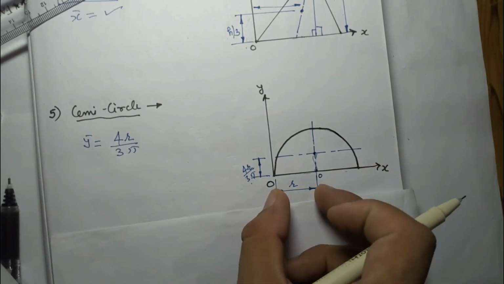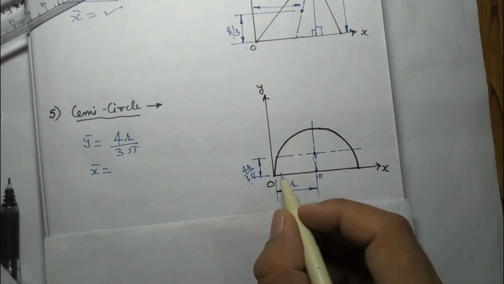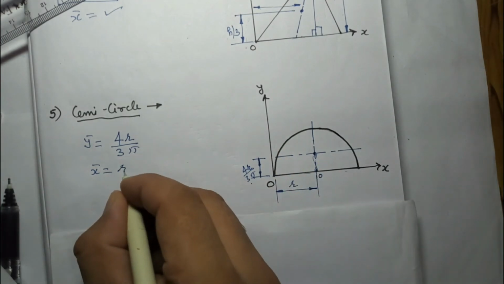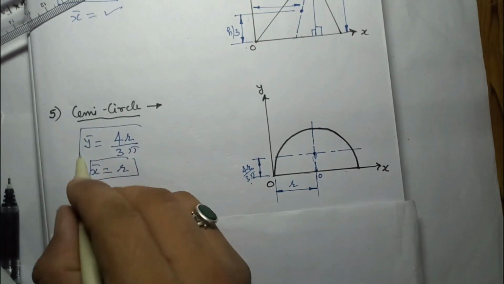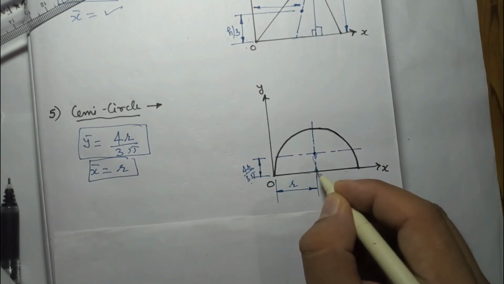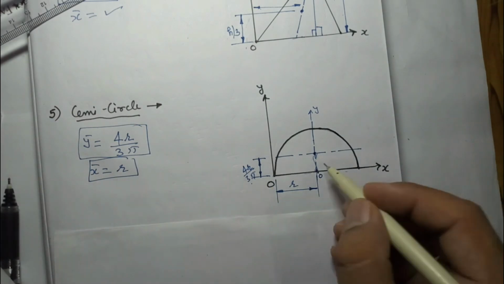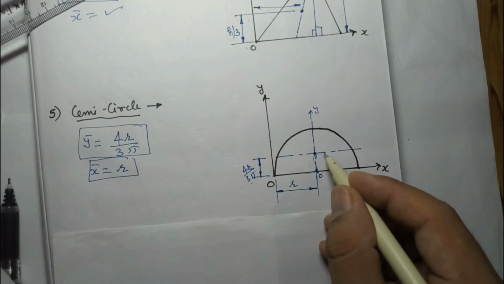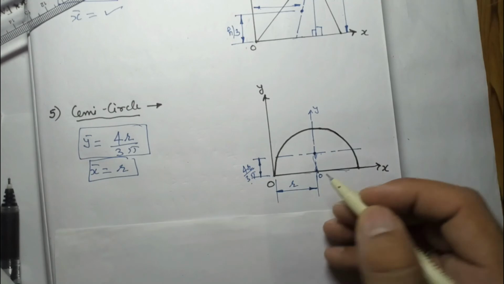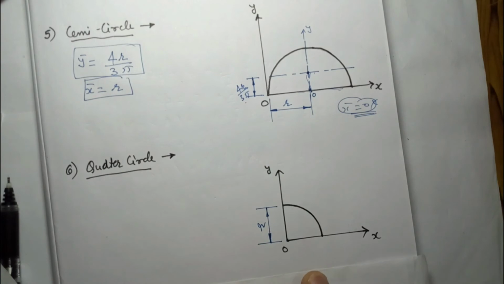Now what will be the x bar? Can you tell what the x bar will be, meaning in the direction of x from y? That is exactly the radius, R. But mostly the question will come when they take this as origin. If they have taken this as origin, then this becomes the y-axis and this the x-axis. In that case, y bar will remain the same, 4r by 3 pi. But x bar will be 0, meaning there is no gap. The centroid is lying on the y-axis, so x bar will be 0. So remember this.